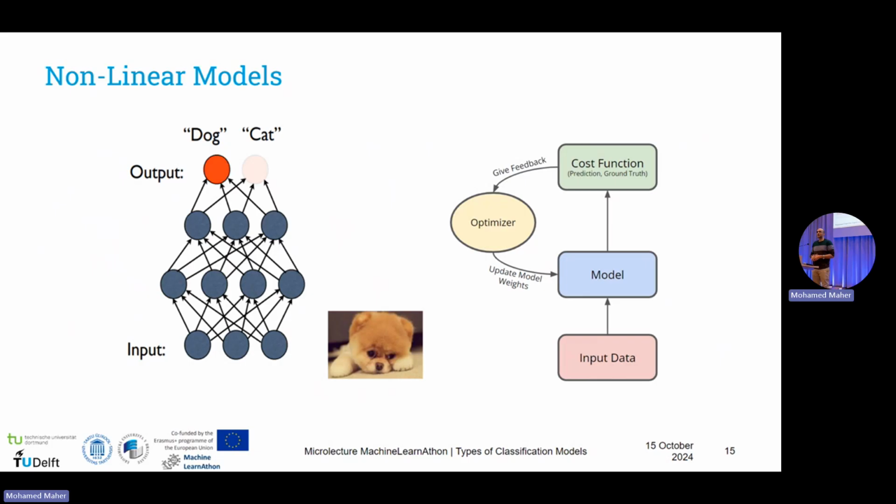So training or fitting neural networks is done in iterations, or what we call epochs. In each epoch, or each iteration, we use the optimizer algorithm to update the model weights based on the feedback from the model predictions and the cost function.